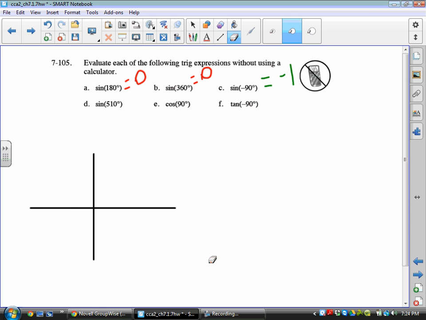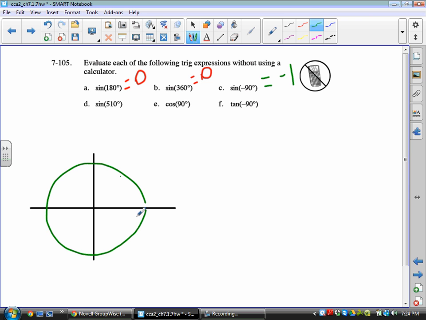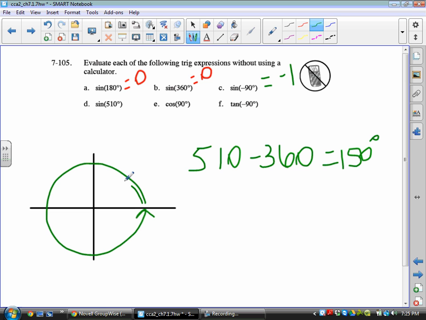Okay? Next one, sine of 510. This one's not a super special coordinate on our unit circle. It's not one of the top or the sides or the bottom, so we need to figure out where that is. If I know 360 is all the way around, let's take 510 minus 360. That's going to be 150 degrees. So I can use that as my reference angle. I just know it's one more time around the circle from there. So I've gone around my circle once, and now I'm going to end up at 150 degrees.